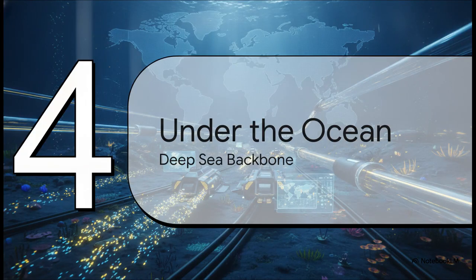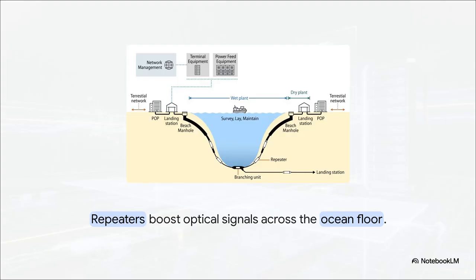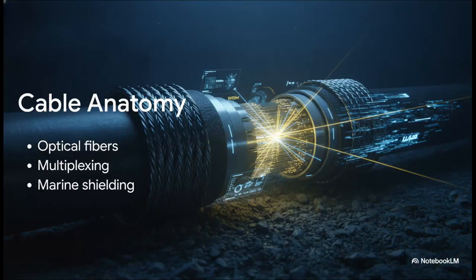Section 4. Under the ocean. The deep sea backbone. But what if your data does need to cross an ocean? As our packet takes a dive into the deep sea backbone, just look at the unbelievable physical engineering happening here. On the shore, you have terminal stations managing the network and pumping power directly into the submarine cable. As those optical signals travel through the dark, deep ocean, the light actually begins to naturally fade. So engineers place deep-sea repeaters periodically along the cable. These use semiconductor laser pumps to physically blast the optical signal with more energy, pushing your data all the way across the ocean floor.